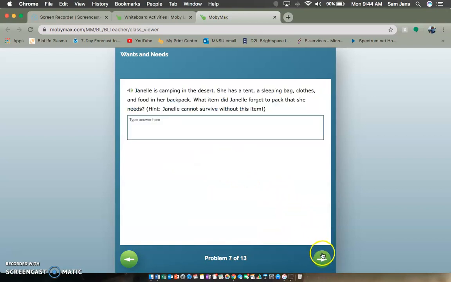And this one here, so Janelle is camping in the desert. She has a tent, a sleeping bag, clothes, and food in her backpack. What item did Janelle forget to pack that she needs? Hint: Janelle cannot survive without this item.